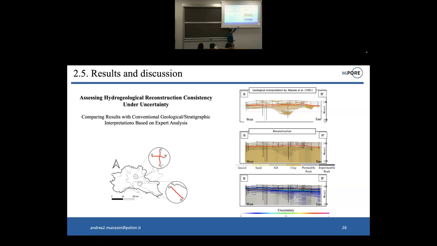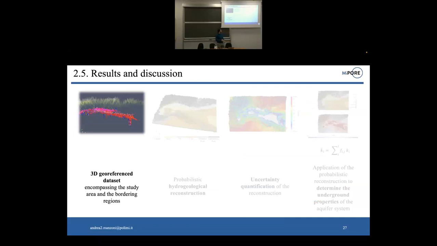It's interesting also how you can see the highest values of uncertainty are really close to the boundary between these two aquifer systems. So at the end of this first phase, the results are we have built a three-dimensional georeferenced dataset that includes all the lithological data that are available within the area.